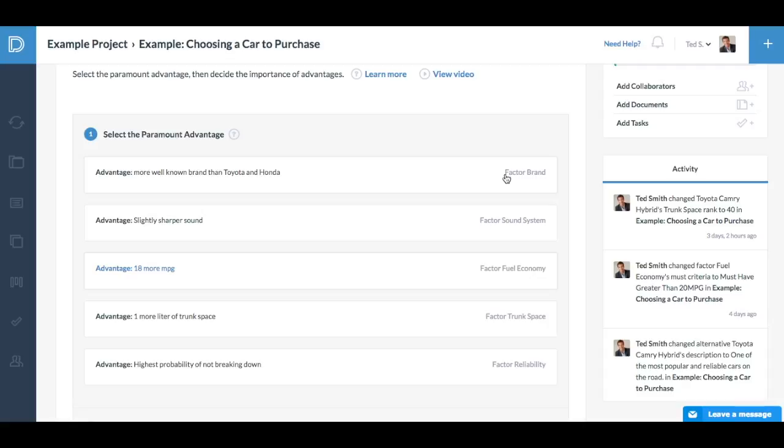The paramount advantage will be highlighted in green and assigned an importance score of 100 in the second part. This way, we are establishing a scale of importance for the decision.